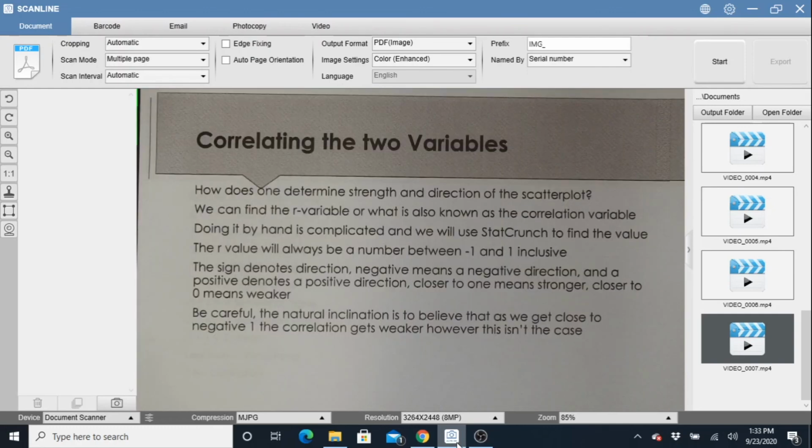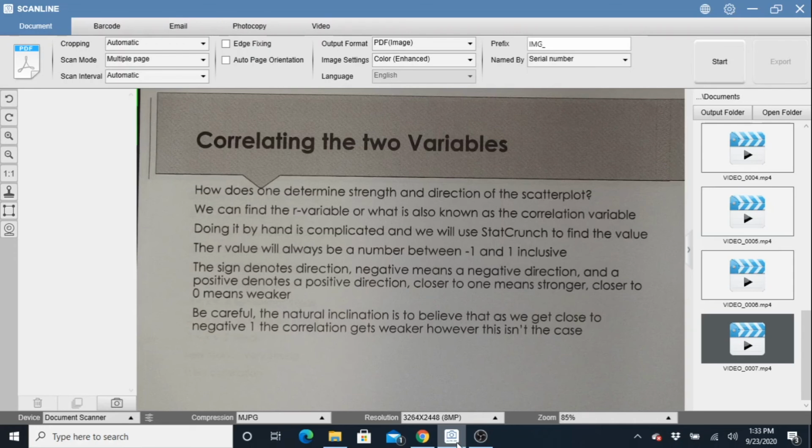Alright, correlating two variables. How does one determine the strength and direction of a scatterplot? We can find the r value, which we also call the correlation coefficient, and that tells us the strength and direction of the scatterplot. Now, I'm going to be doing this with StatCrunch. Somewhere down the road, I might do it with other tools, maybe Minitab, Excel, or an actual regular calculator. But my students use StatCrunch pretty exclusively.